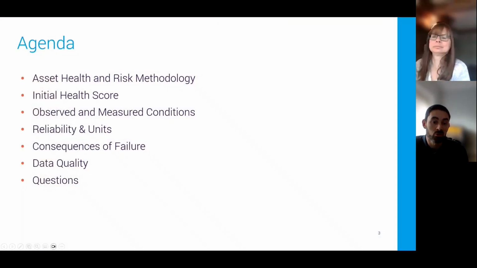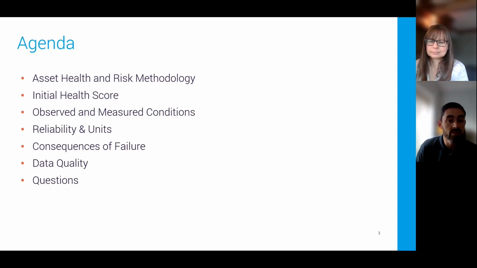Previous sessions have covered subjects like the common methodology, defining risk tolerances, defining failure and failure rates, and a whole host of other subjects in relation to asset health and risk modelling.